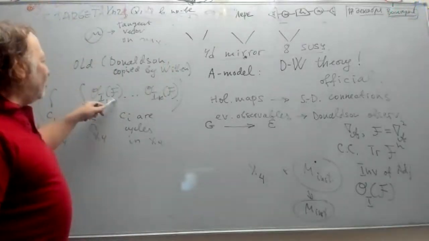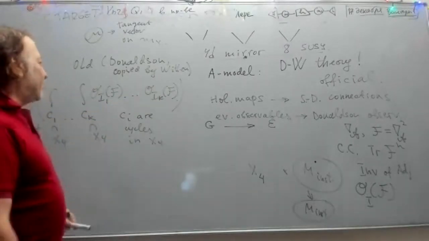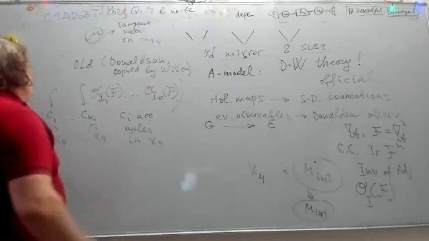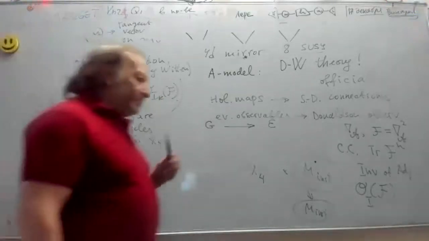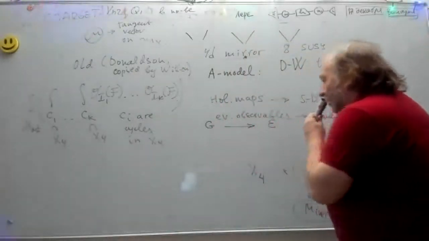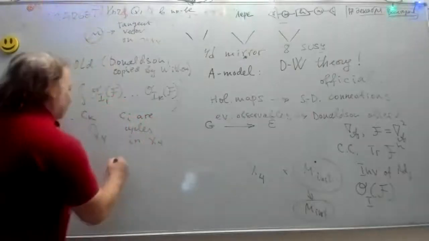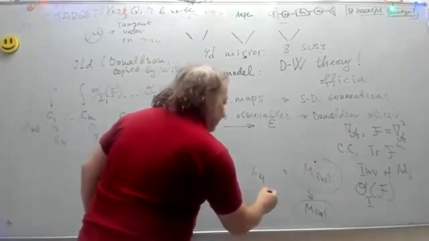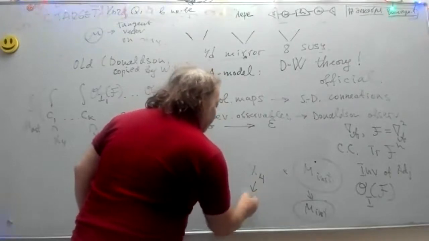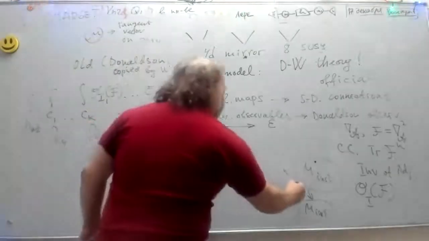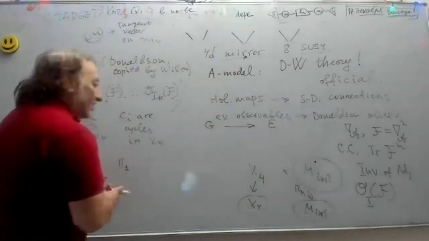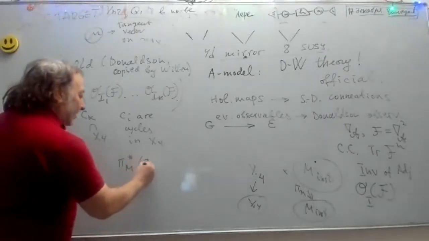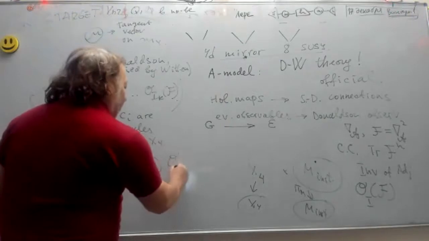When you integrate, so you have this form. When you integrate, you get a differential form on the moduli space of instantons. You multiply all these forms, you integrate over the moduli space of instantons. So it actually means that you do the following. You take pi. So X4, here I have projection to X4. Here is pi_M, projection to instanton. So you have pi_M star along the cycle c_i of O_I of F.